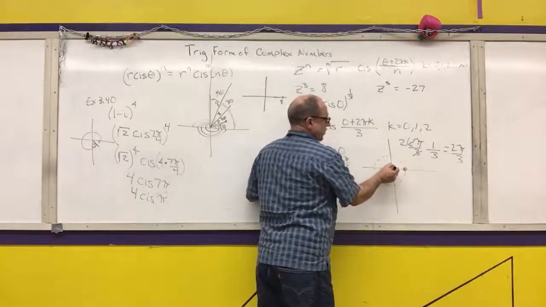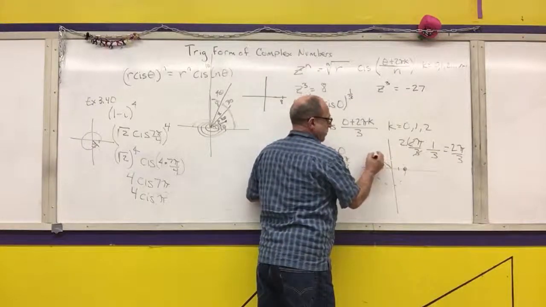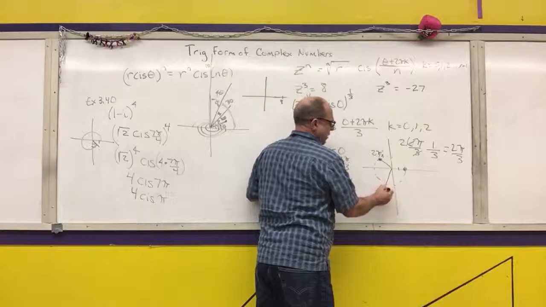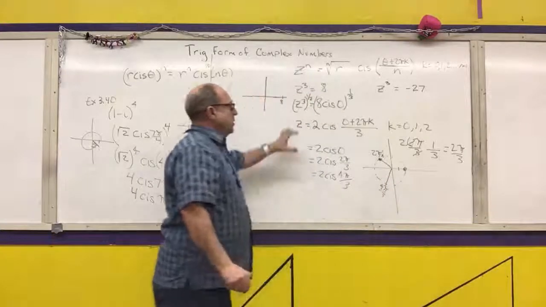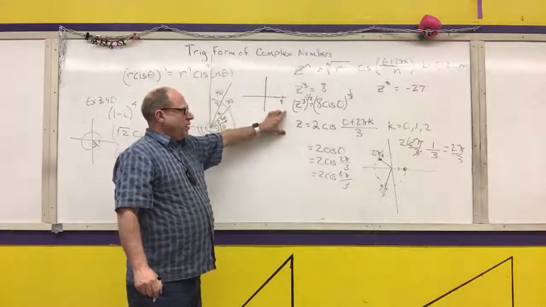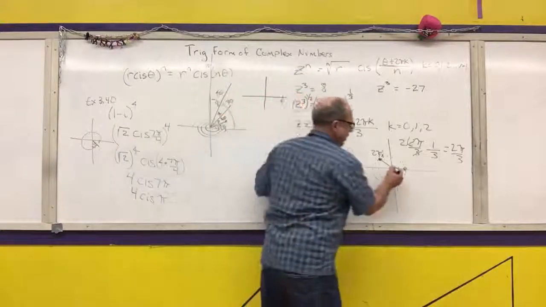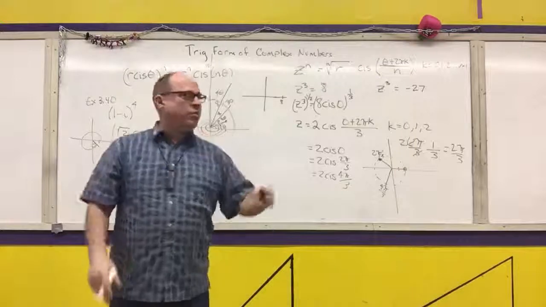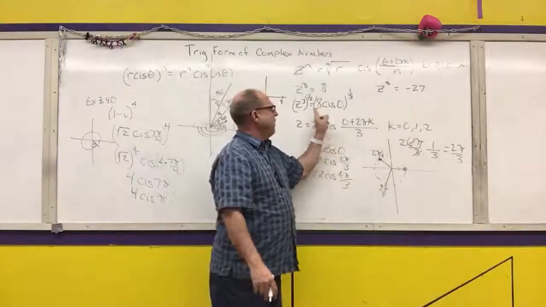So my next root would be here, which would be at 2 pi thirds. And then I add 2 more pi thirds to that, and I'm going to have 4 pi thirds. So you can either use the formula, or you can use the fact that you are going to have 3 evenly spaced points on the circle of that radius.